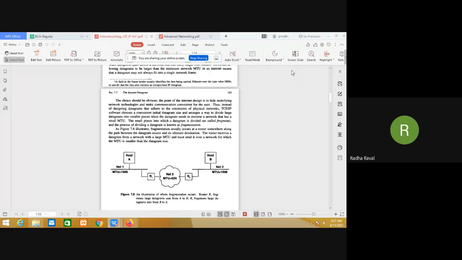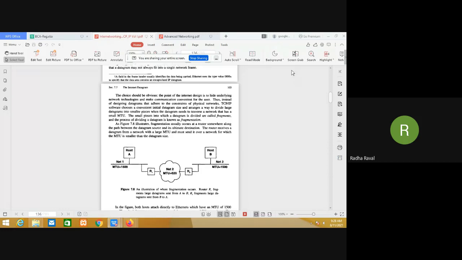So here one illustration is given. Fragmentation usually occurs at a router somewhere along the path between the datagram source and ultimate destination. So the question is where fragmentation occurs. Is the data divided into chunks at the initial source or in between the path? The router receives the datagram from a network with a large MTU and must send it over a network for which the MTU is smaller than the datagram size.